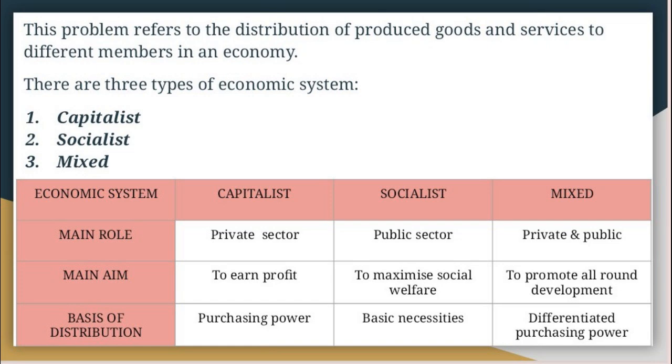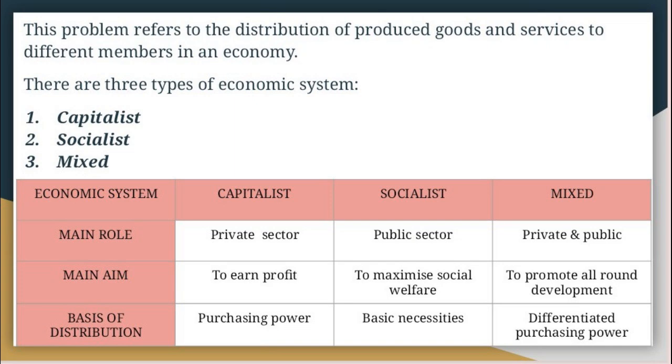So in capitalist economic system, private sector plays the main role. In socialist, public sector, that means government, is the main head. In mixed economic system, both private as well as public sectors play the main role and work together. The main aim in capitalist economic system is to earn and maximize the profit of producers. In socialist, the main aim is maximizing social welfare of people, and in mixed, the aim is to promote all-round development of the economy.